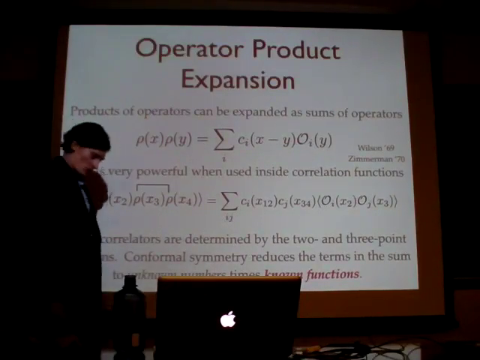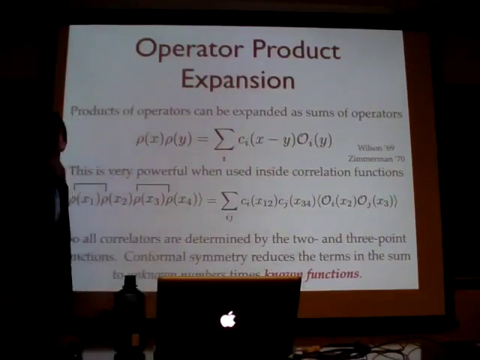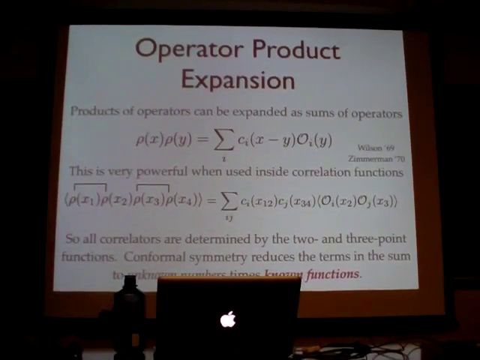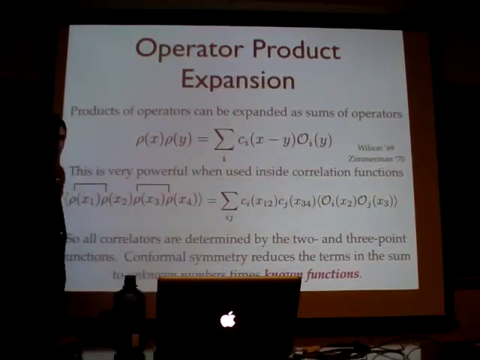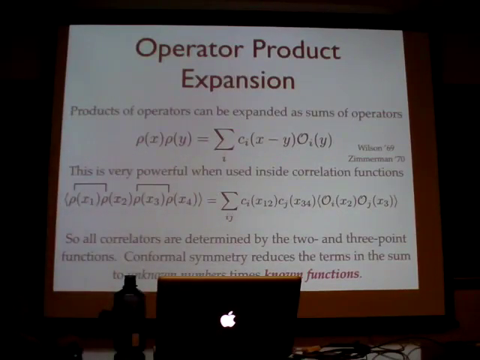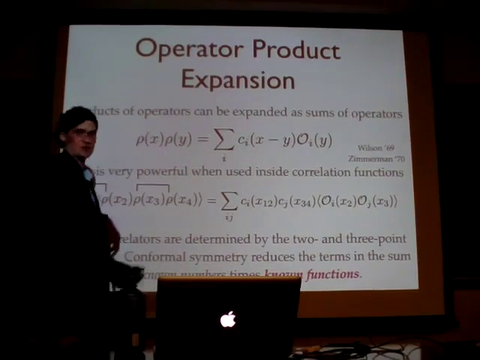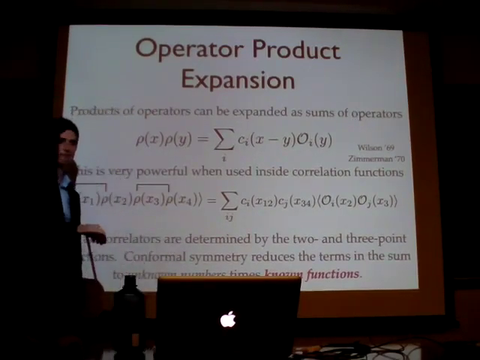One thing that's special about conformal field theories is the sum converges. It has a finite radius of convergence. So that means this 4-point function is completely determined by the 2 and 3-point functions of the theory. In fact, all correlation functions are determined by 2 and 3-point functions of the theory.